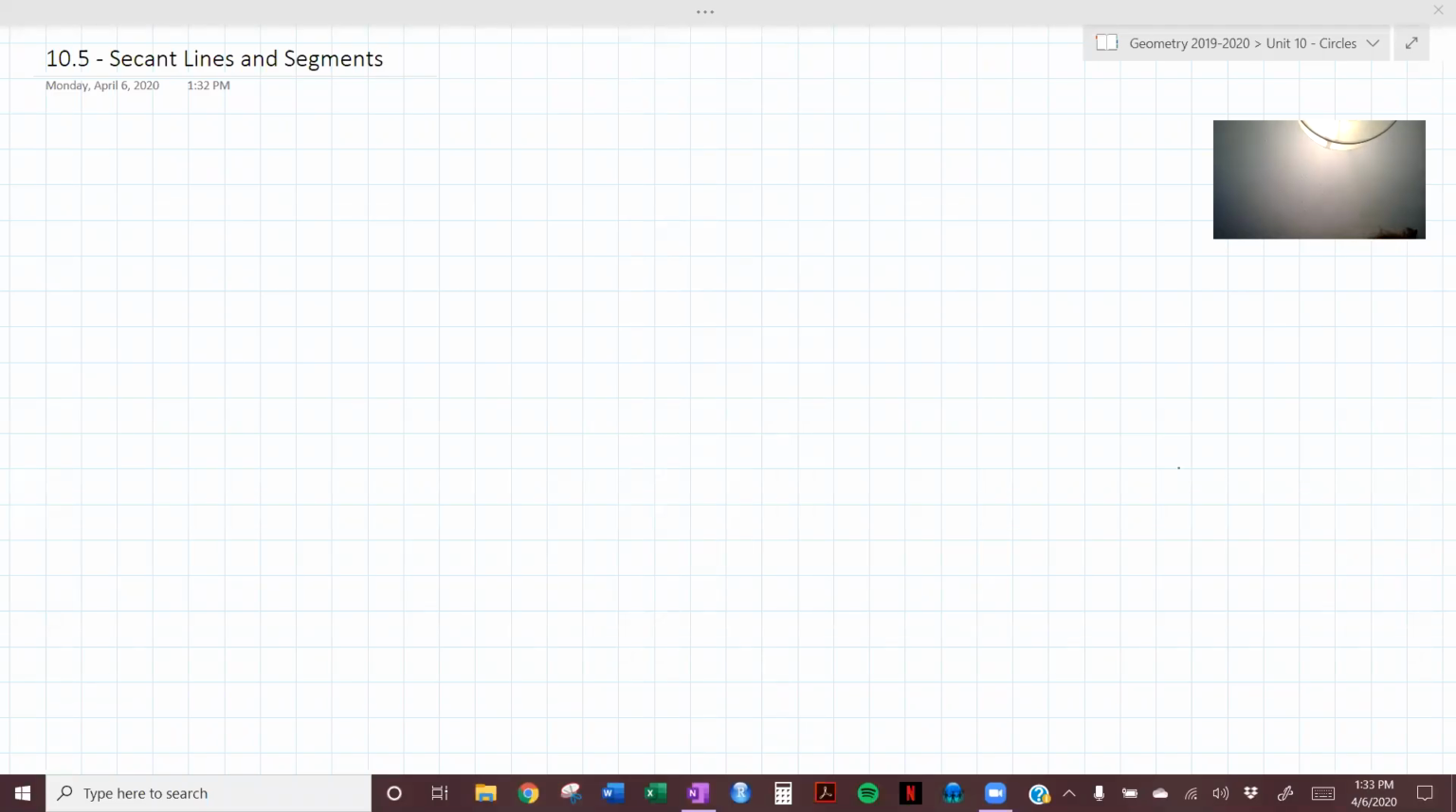So this is going to be section 10.5. It's called secant lines and line segments. So I'm going to do some notes, and you will also be getting another section of notes today, and it's going to be 9.3, I believe. But this one is 10.5, so I'm going to do this one.